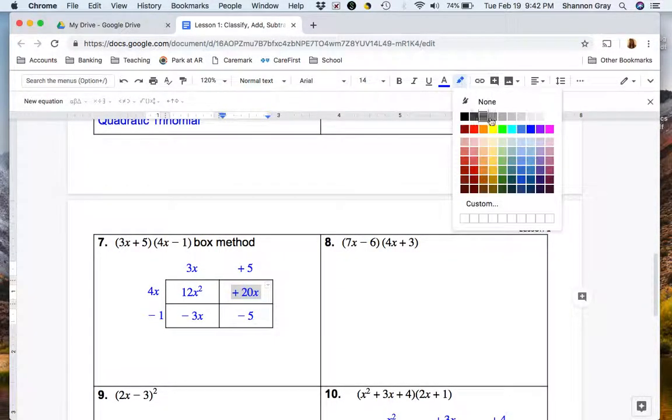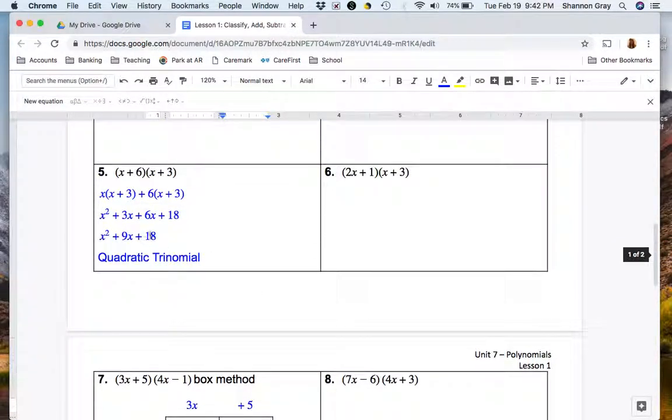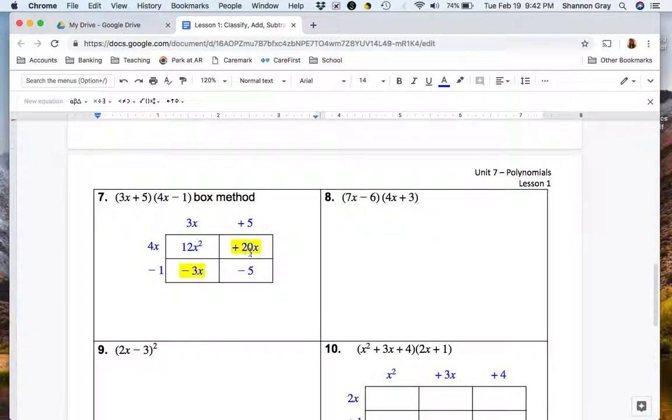So I notice that this box right here and this box right here have those like terms. They're both x's, so up here they were in the middle. Right now down here they are in this diagonal right here. So I do need to simplify those.